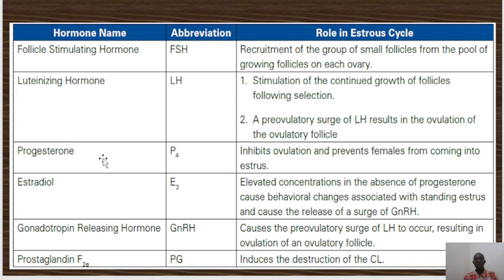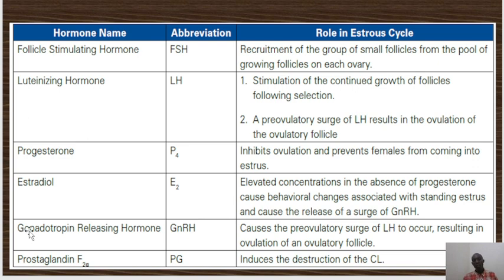We have the progesterone. Progesterone is abbreviated as P4, and it's the hormone of pregnancy. If the cow was served either by natural or artificial insemination and it conceived, progesterone will always prevent the female from coming back to estrous or ovulating again. It prevents production of FSH and LH, meaning there will be no more cases of ovulation. We have estradiol, which is the E2, and is produced from the ovary. It plays a big role. For example, one of the roles of estrogen is that it is responsible for the sexual behaviors that are shown during estrus. When the cow is in heat, the signs that we see are mainly because of estradiol.